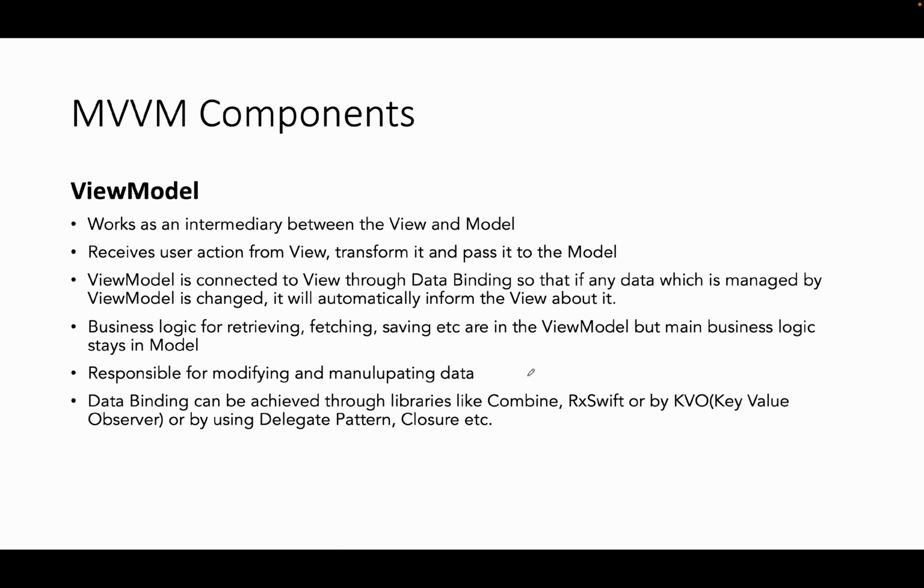Finally, the view model. This is the intermediary between the view and model. It receives user actions, transforms them, and passes them to the model. The view model is connected to the view through data binding. So if any data managed by the view model is changed, it will automatically inform the view about it, or vice versa. Business logic, such as retrieving, fetching, and saving data, is maintained by the view model, which is responsible for modifying or manipulating any data.